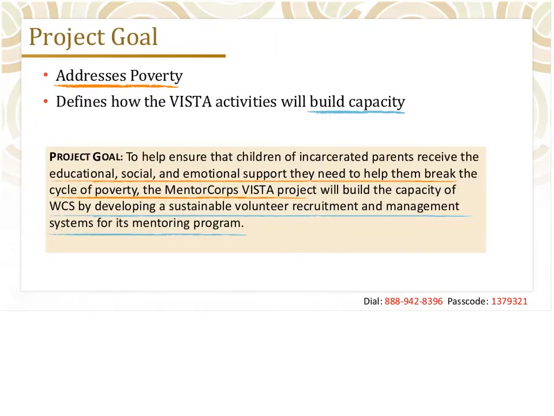Let's start off with the project goals. The main thing that we want to make sure gets included in the goal is that we explain how exactly this project is addressing poverty and define how the VISTA activities will build capacity. And our sample VAD gave us some really helpful notes just to give us an example of that. So in the first half, you will literally see to help ensure that children of incarcerated parents receive the educational, social, and emotional support they need to help them break the cycle of poverty. We're starting to really lay out for the VISTAs when they look at those project goals, how exactly we are addressing poverty. And then the second part, we're actually giving them specifics.